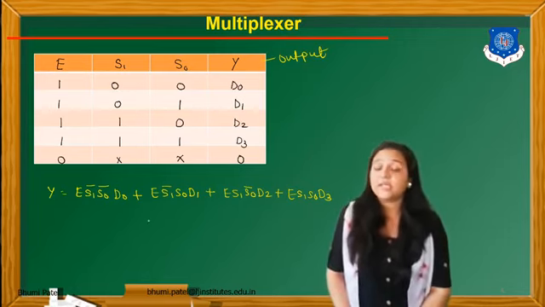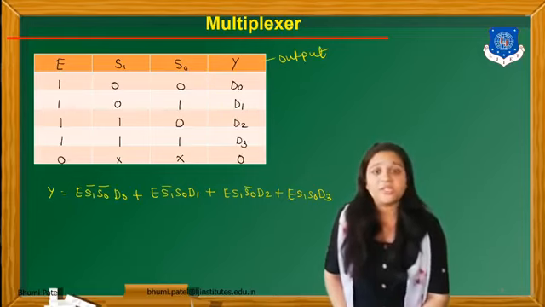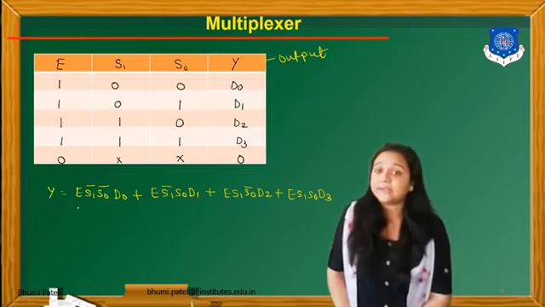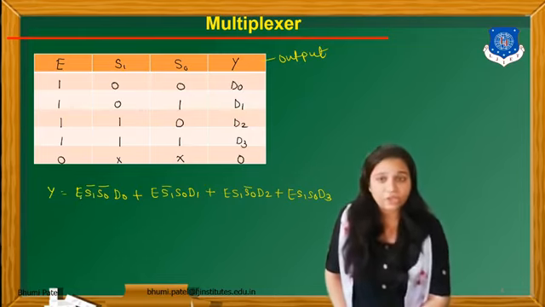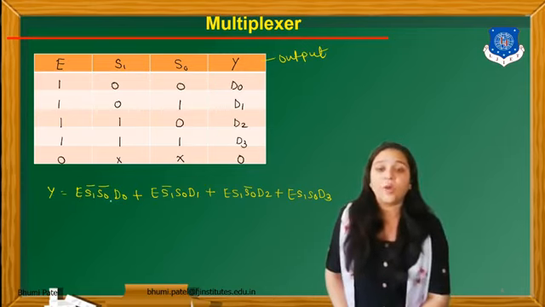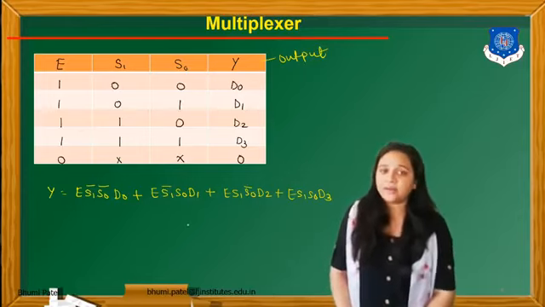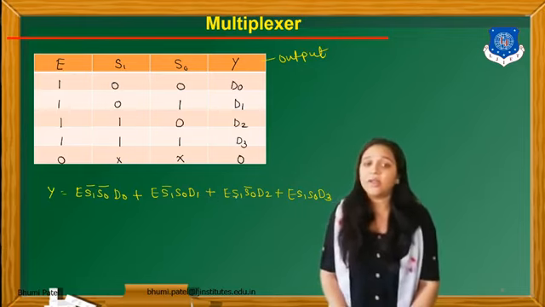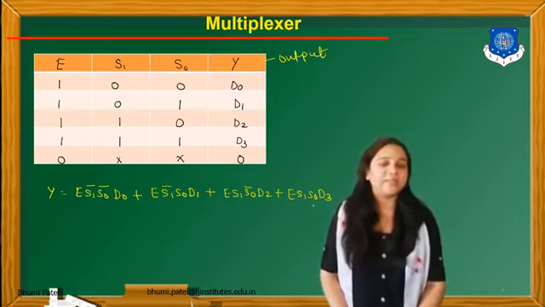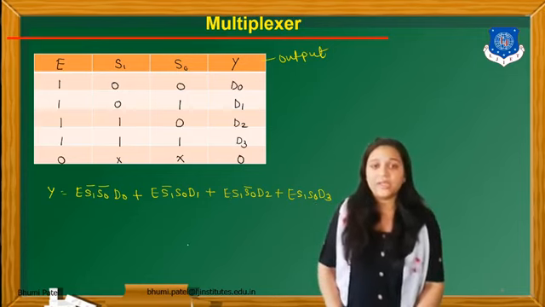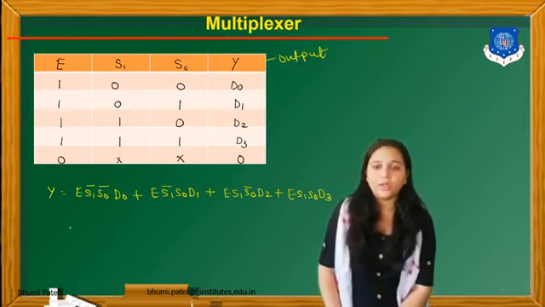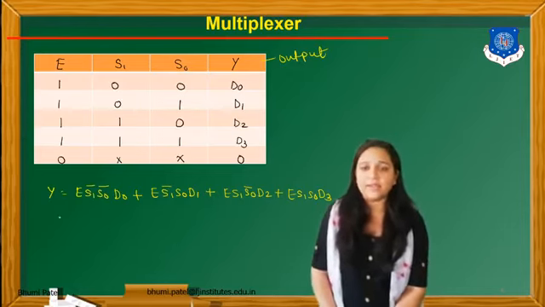So what is the equation for the output? The output depends on all 4 data inputs, so we can write the equation in this manner. Enable is compulsory on. So E S1 complement S0 complement D0, this is my first condition. For the second, plus E S1 complement S0 D1, plus E S1 S0 complement D2, plus E S1 S0 D3. Now, if we want to take enable as a common term, we can write the equation in this manner.